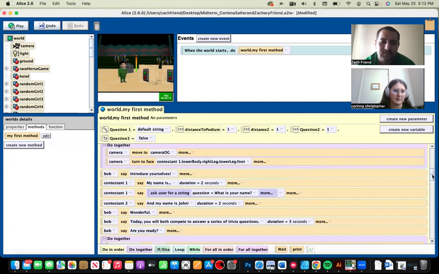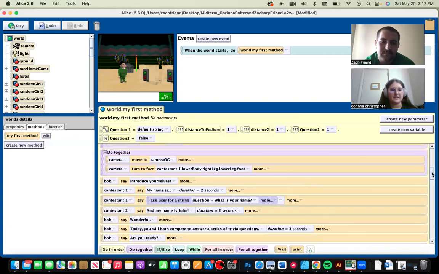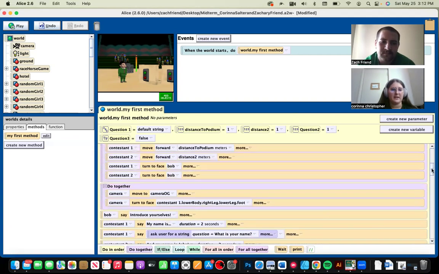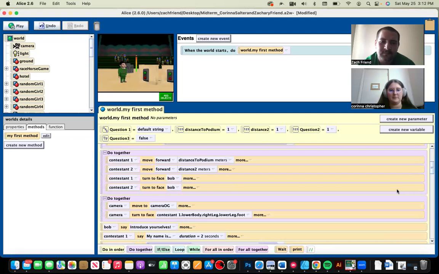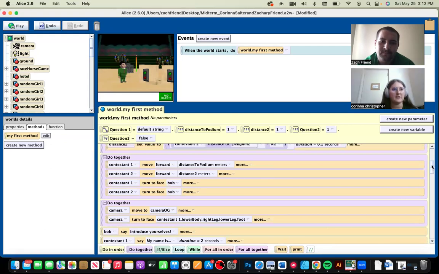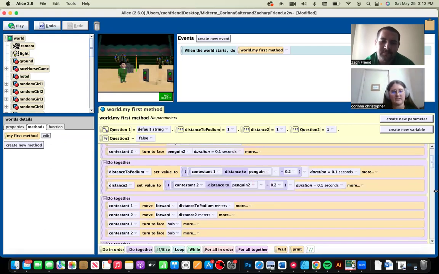Creation and use of a variable. We use variables while asking questions to show what was right: question 1, distance to podium, distance 2 to the second podium, question 2 and question 3. Use of math. We use this when we were having the contestants walk to the penguin minus half of a meter. And then use of proximity was when they were walking to the penguin, we had to say not just walking like 10 meters, but walk the distance to the penguin. So that was the proximity function.